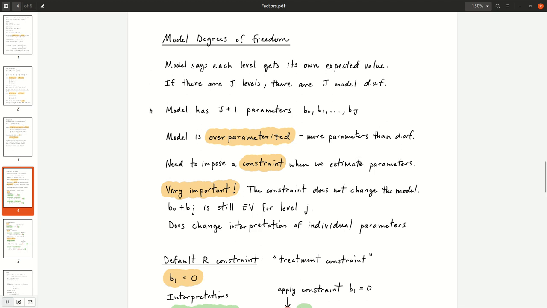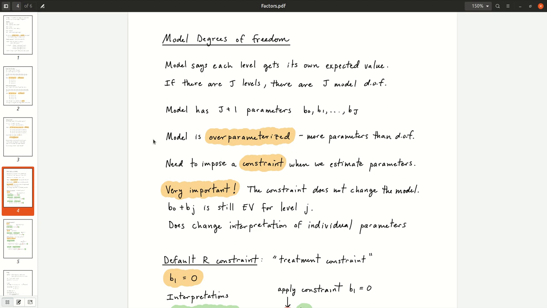Now the complexity, the little wrinkle here, is that when you specify the model, it has J plus 1 parameters. If you just count them up, in the drug trial it's B0 plus B1 plus B2 plus B3, which is 4 parameters. In general, there are J levels, so you have B1 through BJ, that's J parameters, plus the B0, which makes J plus 1. So here's a case where there are more parameters than model degrees of freedom. When that happens, we say that the model is over-parameterized, which means exactly that: there are too many parameters. So in order to do anything with these models, we have to impose a constraint on the mean parameters, the B's, when we estimate them.